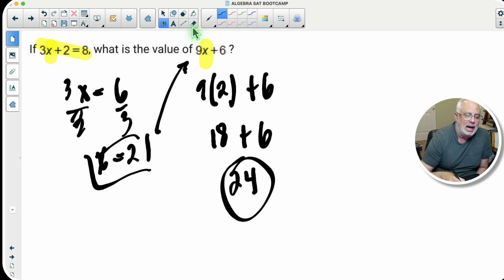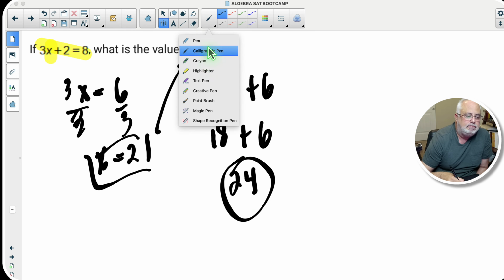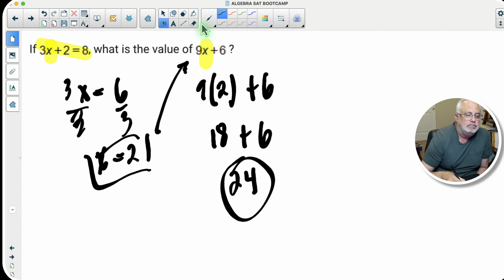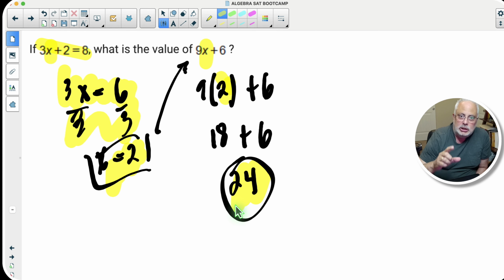Done. Highlight again. Solve this equation, find the x value, substitute the x value, get the solution. 24 is the answer. Straightforward. You have to guarantee this type of question. You have to practice them. You need to practice them. Not because they are easy, you cannot make mistakes.